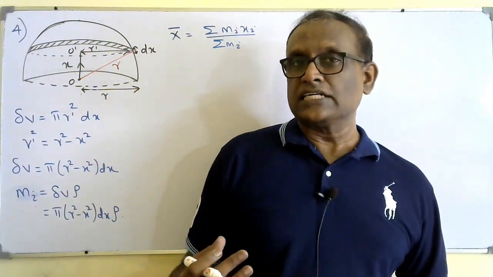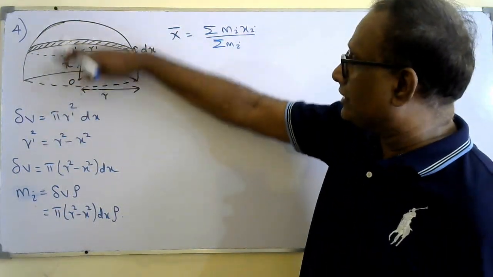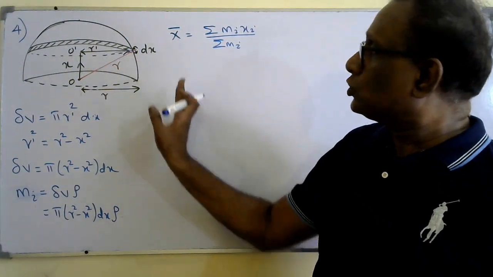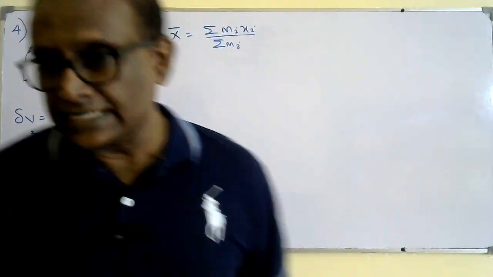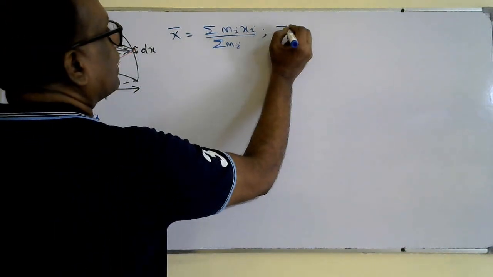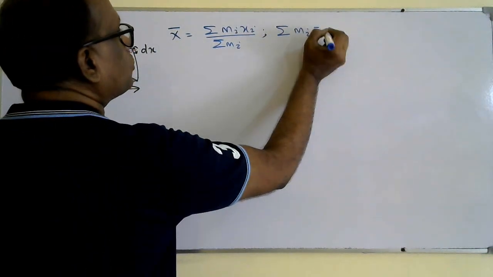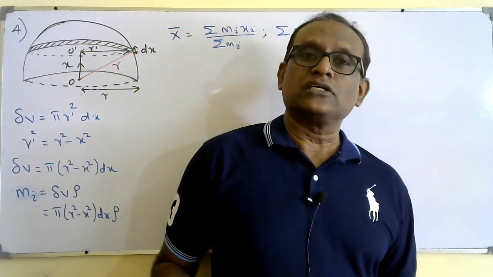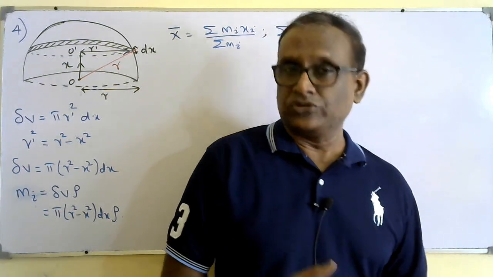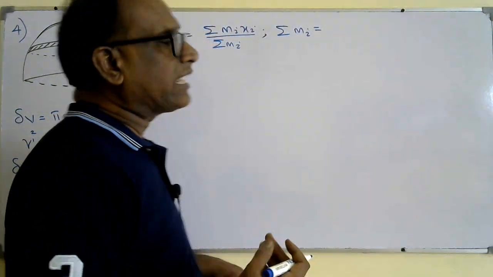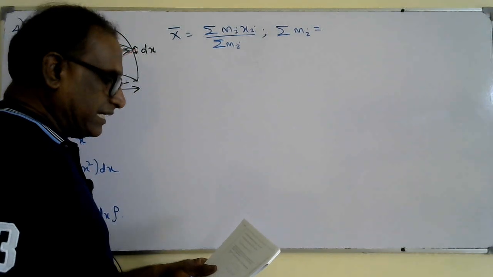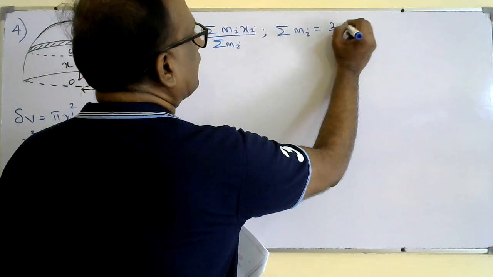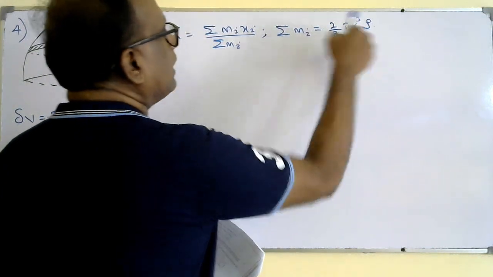But we know that if I fill this hemisphere with several disks from O to the top, that will be the total mass of the hemisphere. So sigma mi is the total mass of the hemisphere, which means volume of the hemisphere into density. Volume of the hemisphere is 2 by 3 pi r cube, given in the question, so 2 by 3 pi r cube rho is sigma mi.